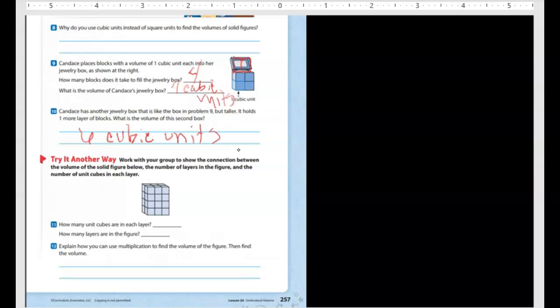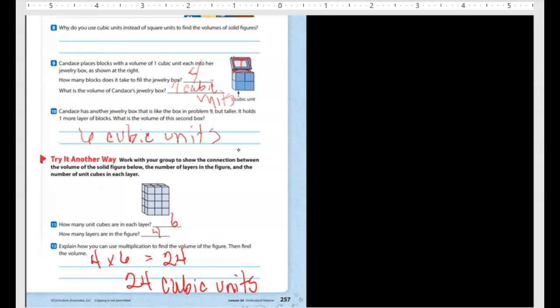How many unit cubes are in each layer? There's 3 on the front, 3 on the back, so there's 6 in each layer. There are 4 layers. So how can you use multiplication to find the volume of the figures and then go ahead and find the volume? It would be 4 times 6 equals 24, so it's 24 cubic units.